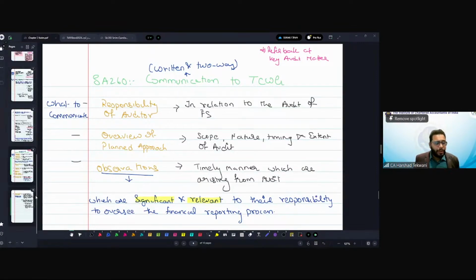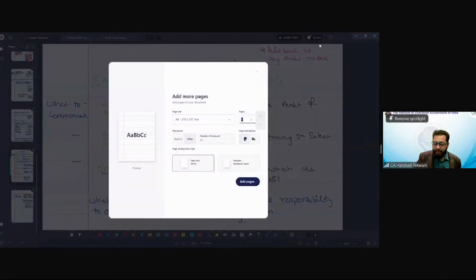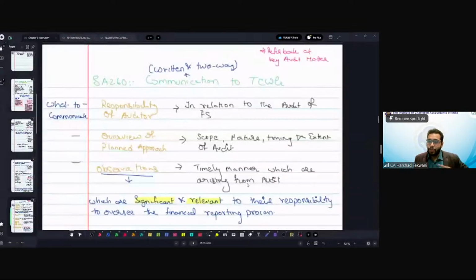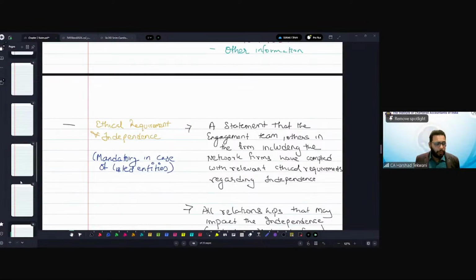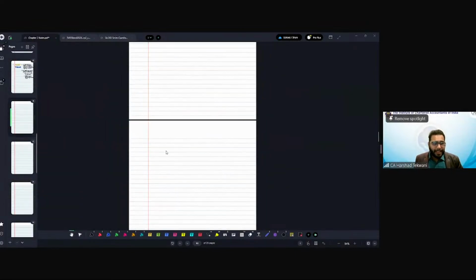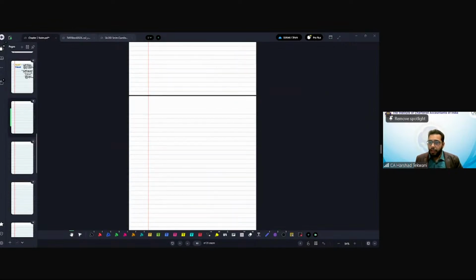Now we will continue the session from here, and we will start with a new standard that is relevant from the point of view of chapter number 2, which is SA 299. If you have read already, can anyone tell me the name of SA 299? Responsibility of joint auditors. Great, very good. Yes, responsibility of the joint auditors.